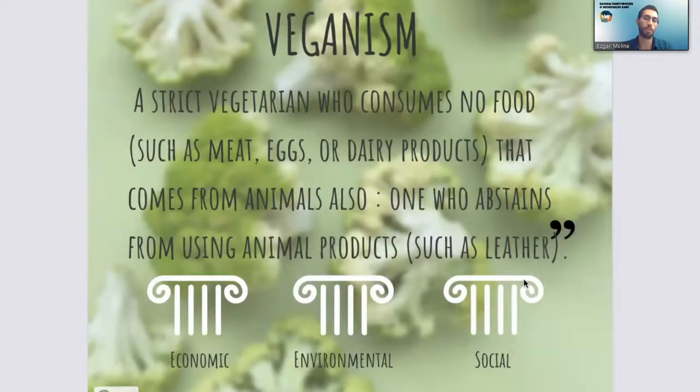Again, I propose veganism. According to the Merriam-Webster dictionary, it is a strict vegetarian who consumes no food such as meat, eggs, or dairy that comes from animals. Also, one that abstains from animal products such as leather. So veganism entails the economic, environmental, and social pillars of sustainability.